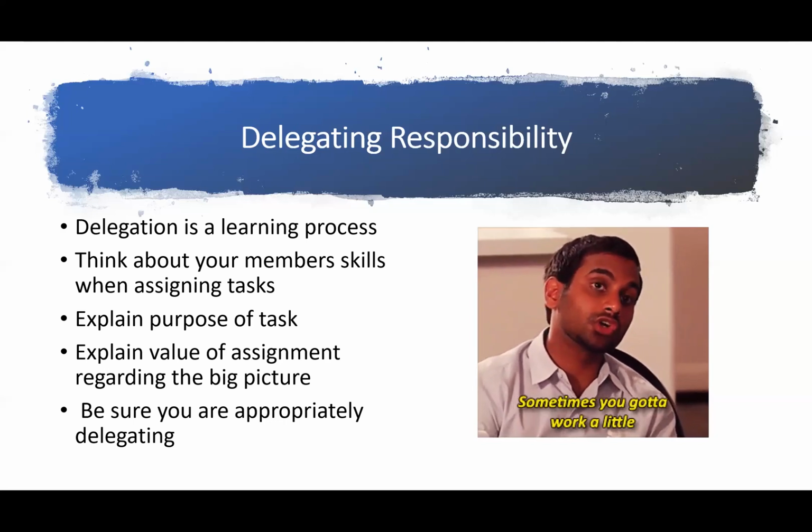Explain the purpose of the task in the big picture. One note, just because you delegated a task does not mean that you're off the hook as a leader. It is important to support your team and check in on them as they work on a task so things come together for the final project.